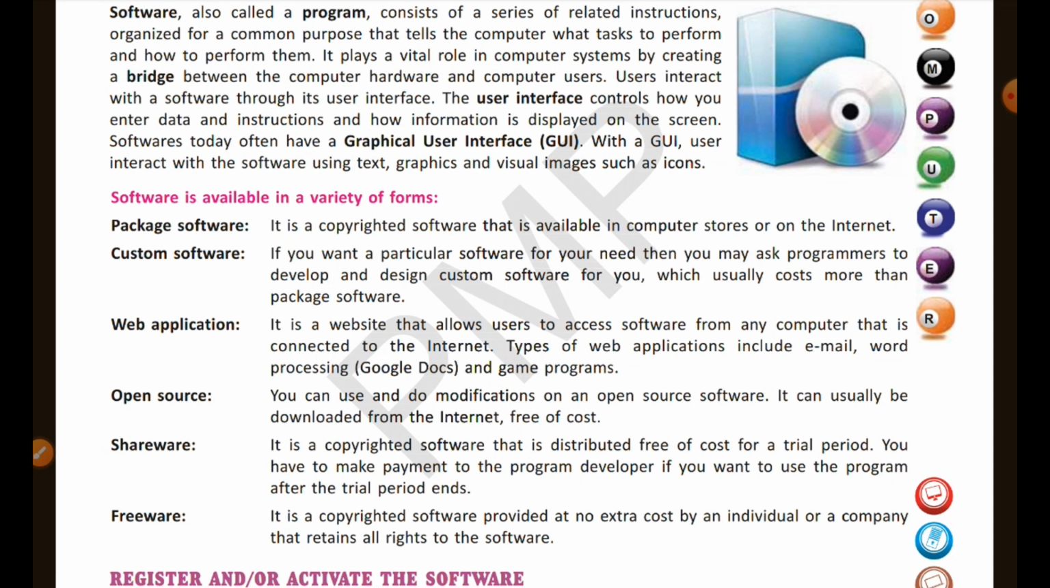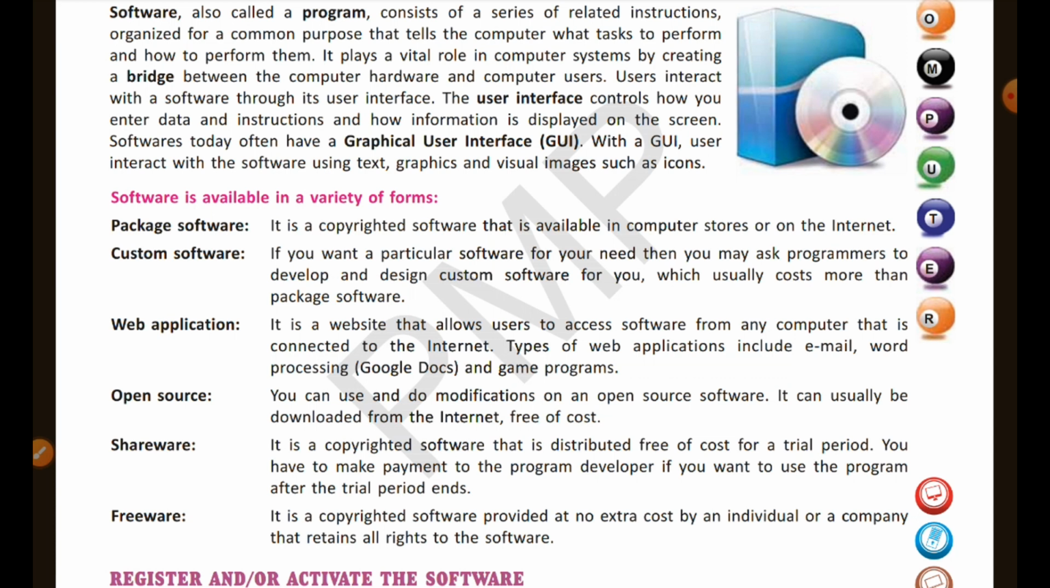Custom software. If you want a particular software for your need, then you may ask programmers to develop and design custom software for you, which usually costs more than package software. Means generally package software is free, means you can download it from the internet, but custom software is that software which you tell the programmer to program for your specific needs.